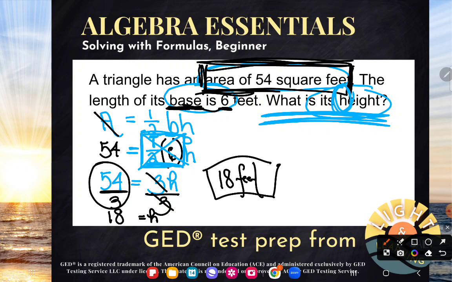Done. All right. Nice job. Strong work. Keep going. Make sure you can finish the practice for this beginning level solving with formulas, guys. You're getting better and better at algebra.